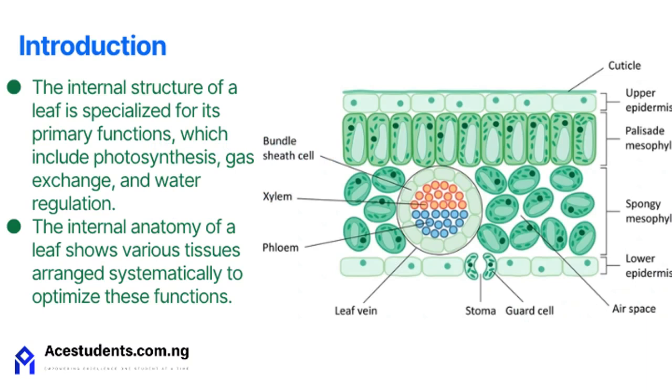Leaves are essential organs of plants that perform critical functions like photosynthesis, gas exchange, and water regulation. The internal parts of a leaf include the upper epidermis, palisade mesophyll, the spongy mesophyll, lower epidermis, stomata, and the vascular bundles.